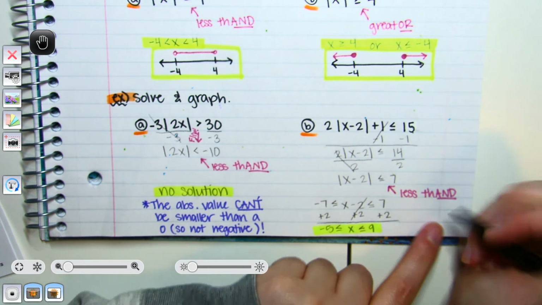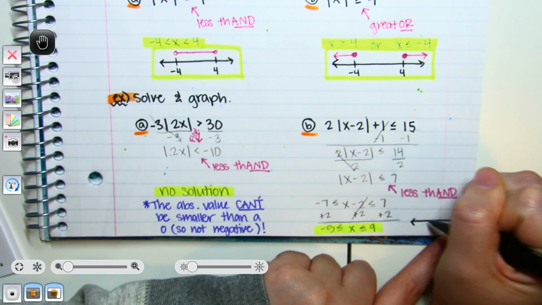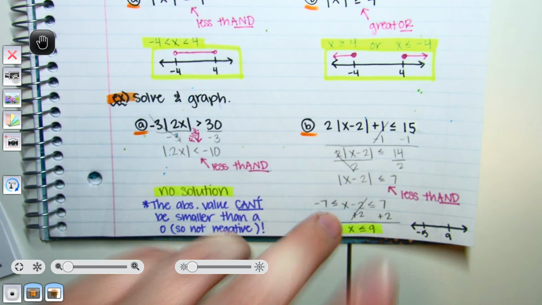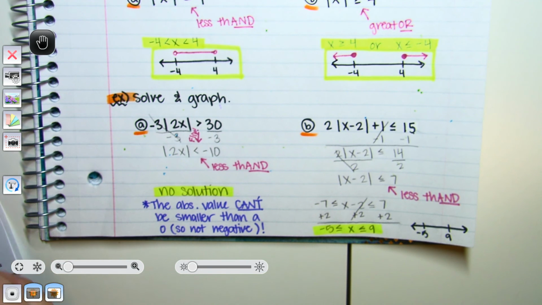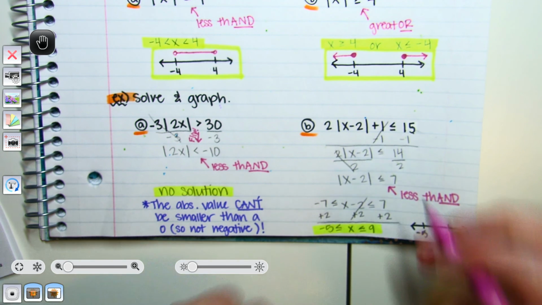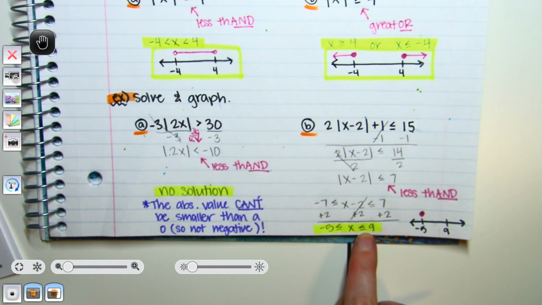And our last step is to graph this. So I'm just going to draw a tiny little graph. Sorry, I kind of was crunched for space down here. At -5, open or closed circle? Good. Should have said closed. And then at +9, it's also a closed circle.